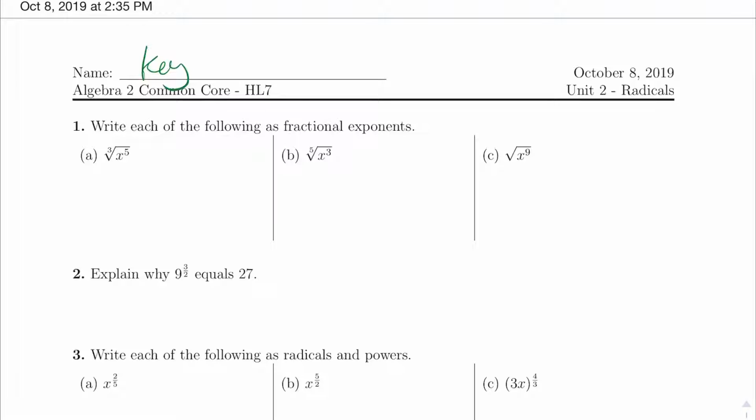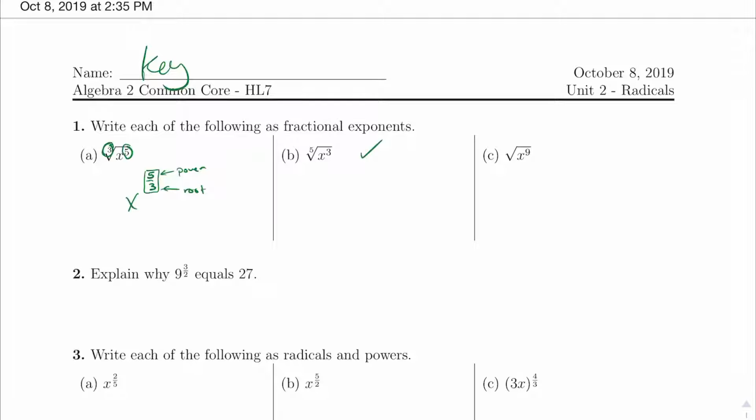It says write each of the following as fractional exponents. So the most important thing to remember about a fractional exponent is that the number on top is going to be the power and the number on the bottom is going to be the root. So in this case we have a root of 3, so that goes on the bottom, and a power of 5, so that goes on the top. I think you guys are good with B.